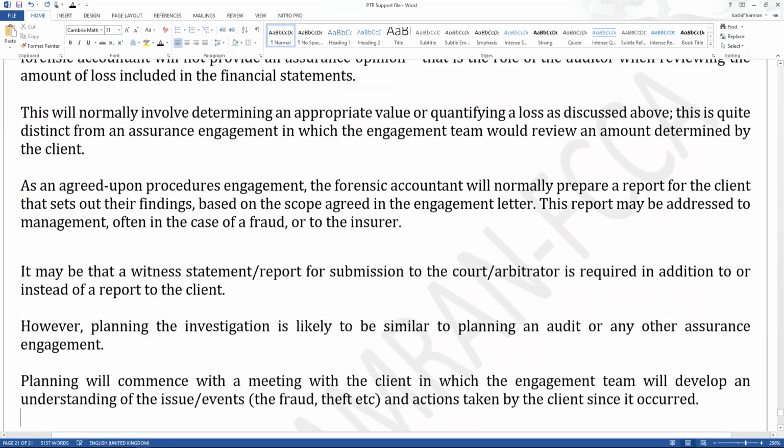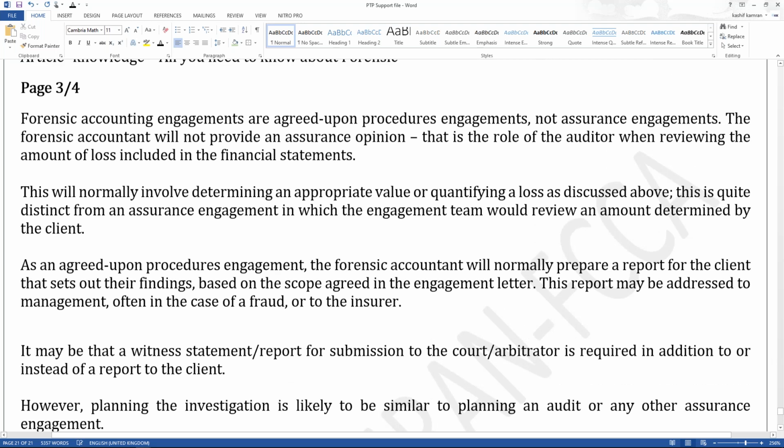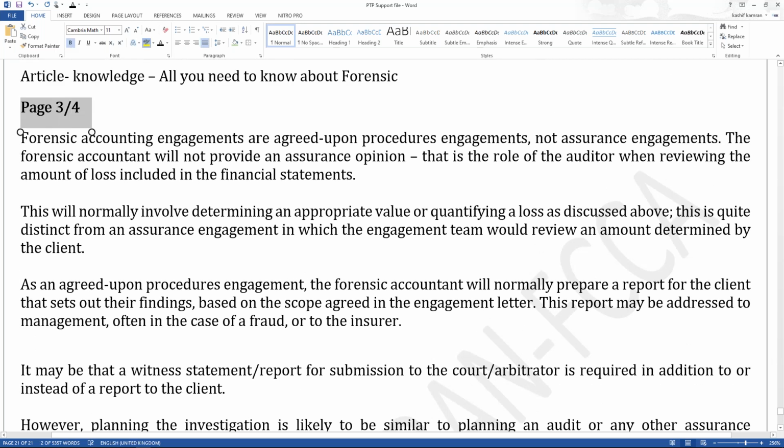Okay, that is it. You can see the summary, right? I just took it from the article, page number 3 and page number 4. See what the examiner is telling us. Look at the first para and keep your focus strong. Forensic accounting. Forensic accounting engagements are agreed upon procedures. So they are agreed upon procedures, right?